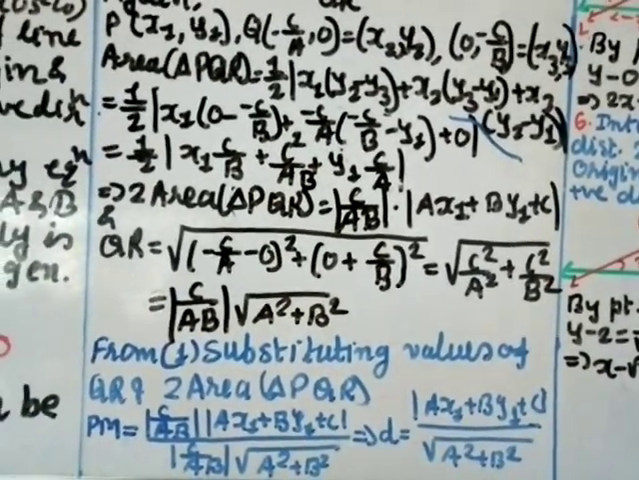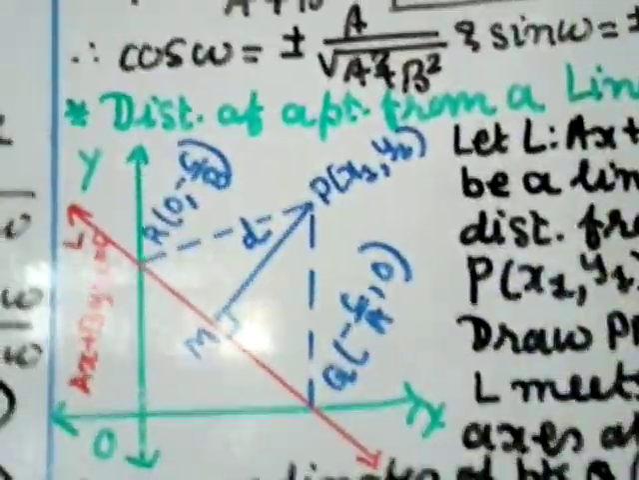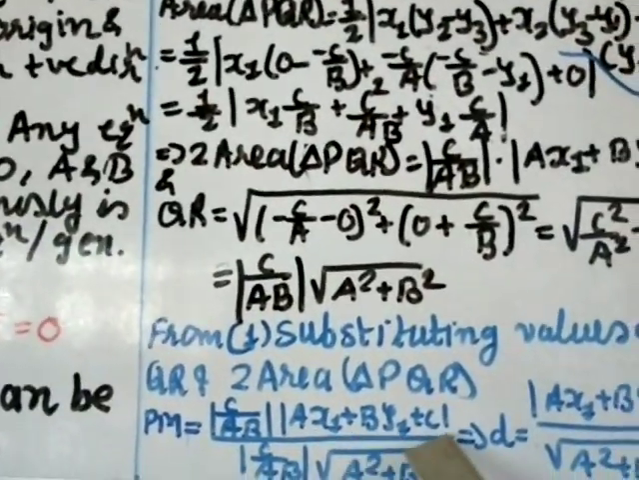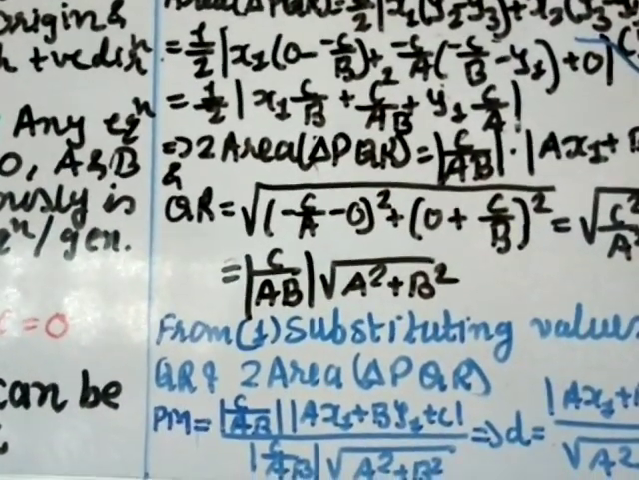PM is the distance we have to find. Okay, this is PM distance, the perpendicular distance. That is what you have to find. So I directly put the value. Okay, numerator is modulus of Ax1 plus By1 plus C, divided by this value QR, square root of A square plus B square.